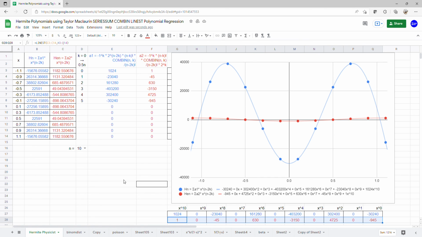to the 10th. So this completes the use of the combine function, LINEST polynomial regression, and the series sum, Taylor-Maclaurin series sum, to generate the physicist and the probabilist Hermite polynomial.